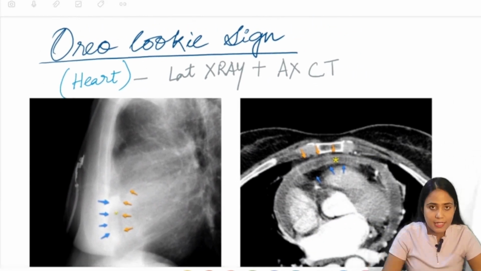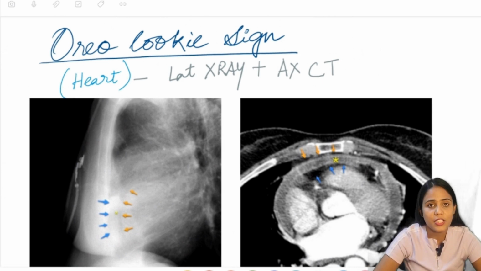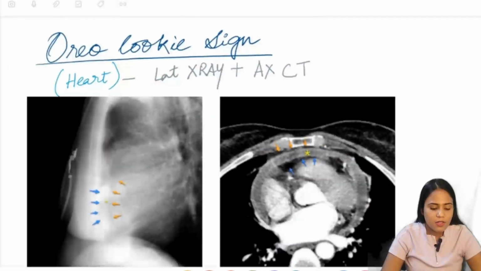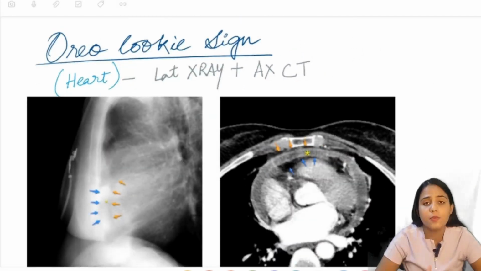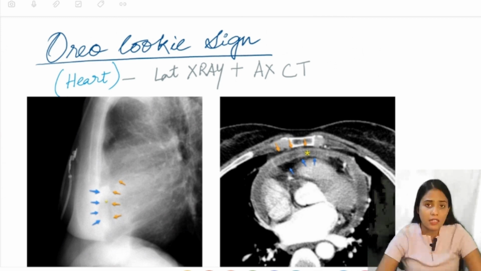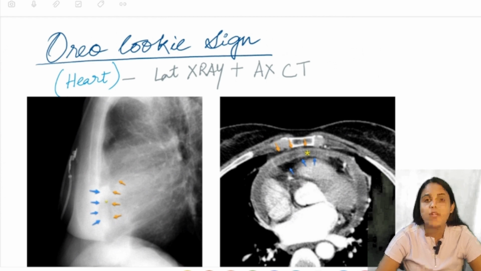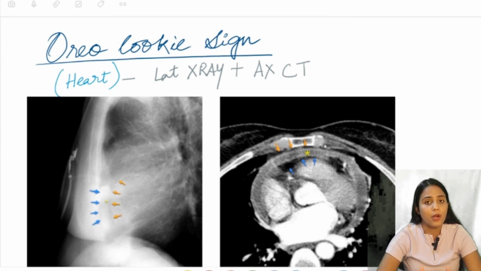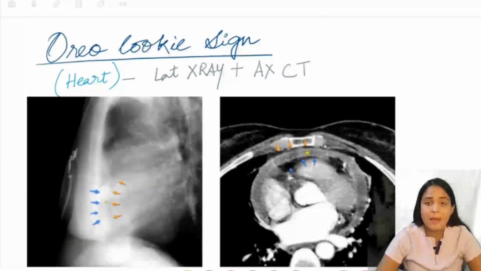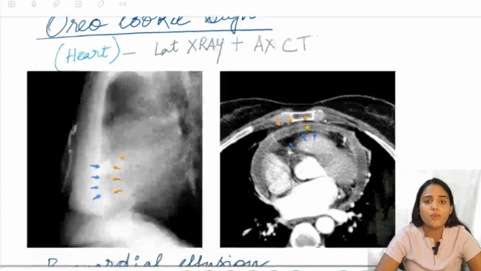This is actually seen in a condition where there is fluid collection within the pericardial sac, with pericardial effusion. We know that fat is less dense, that is, it appears darker, and fluid is more dense, it appears whiter. So in an Oreo, the cream is white, the biscuits are brown. Similarly, in the Oreo cookie sign that we see here, the fluid represents the middle cream, and there are two fats. One is the epicardial fat, another is the pericardial fat. On either side, they form the two darker biscuits.